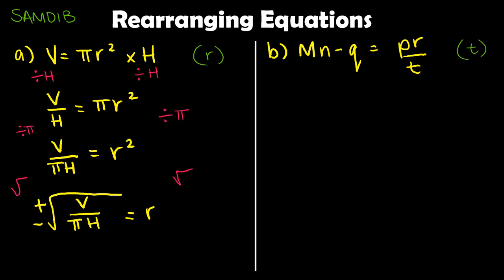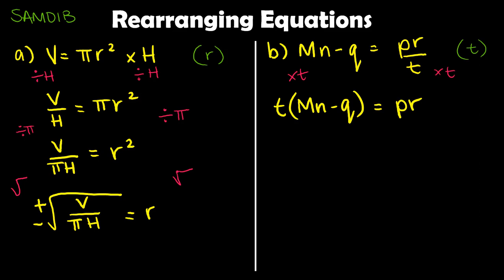We'll take a quick look at this second one. This one's always a bit tricky. People aren't sure what to do when the variable is on the bottom. So remember, one of our number one rules in maths is we try and avoid fractions where possible. So the first thing that I would do in this case is multiply both sides by t, which gets t off the bottom of that fraction. So it cancels it from this side. So we're left with t multiplied by mn minus q. Now this is all being multiplied, which is why I use my brackets, equals PR.